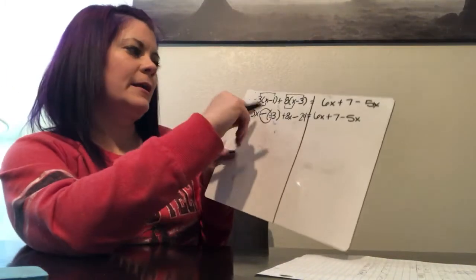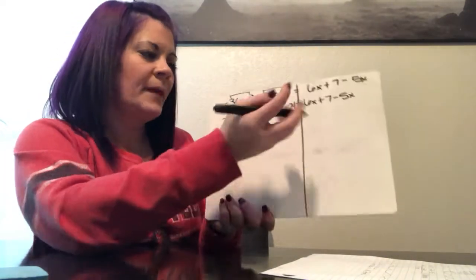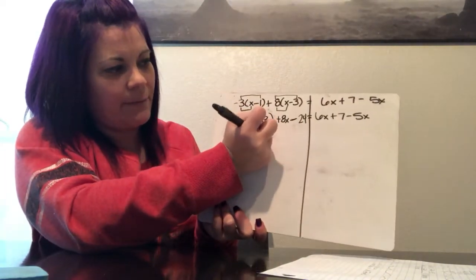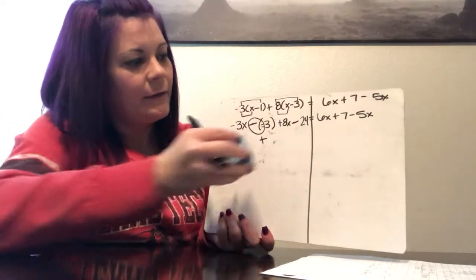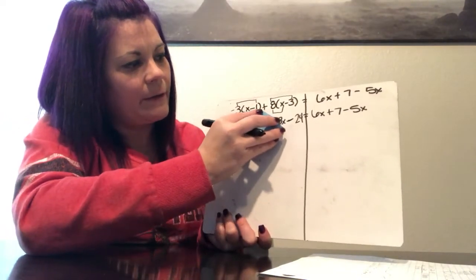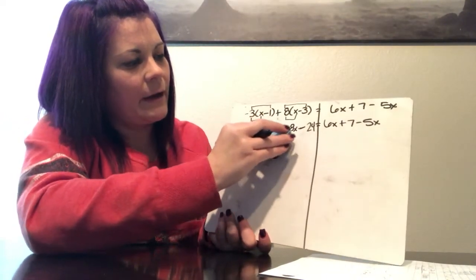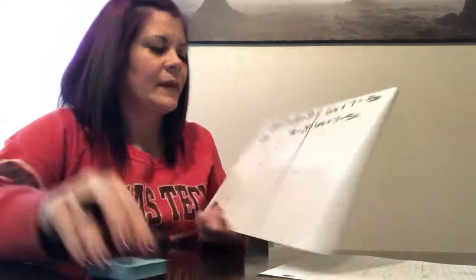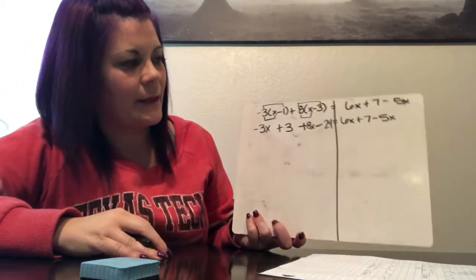So instead of writing minus negative, I'm going to take those two hash marks and make a plus sign. Okay, so I'm going to rewrite this and write plus 3 instead of minus a negative 3. Because I took those two hash marks and made the plus sign.